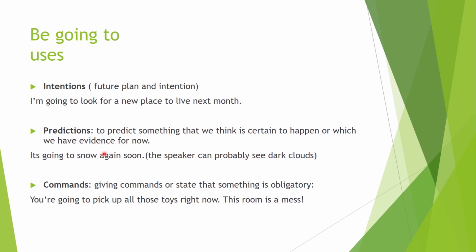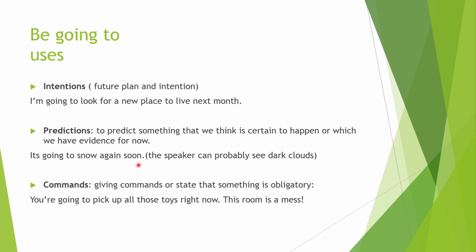The next usage is predictions. When we predict the future, when we say something about the future that we are certain about or which we have or we may have evidence for, we use be going to for that. Look at the example. It's going to snow again soon.